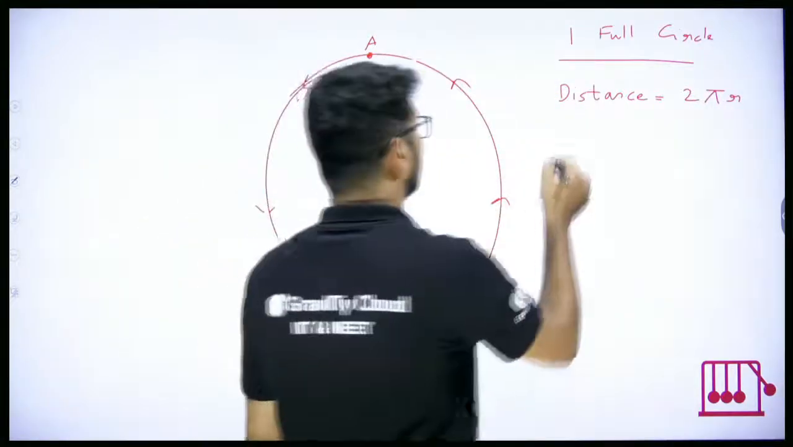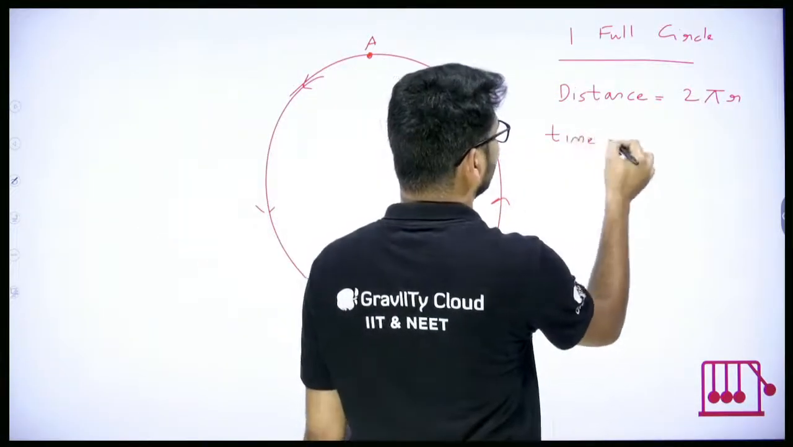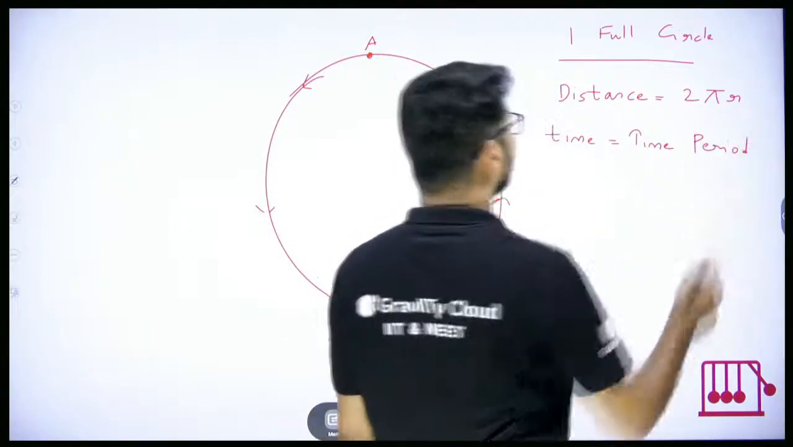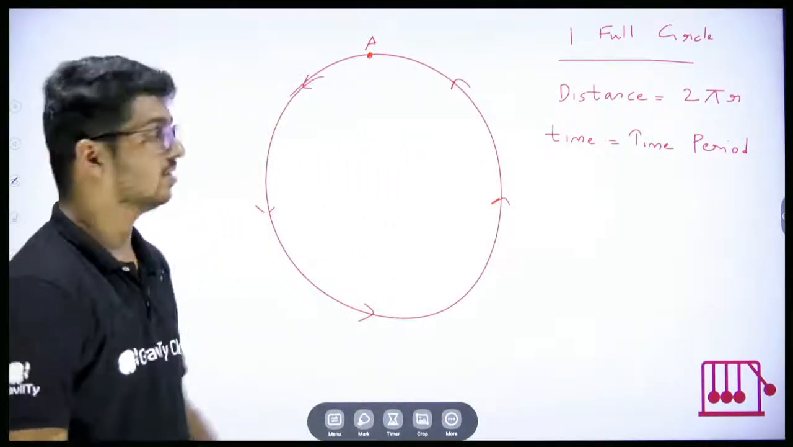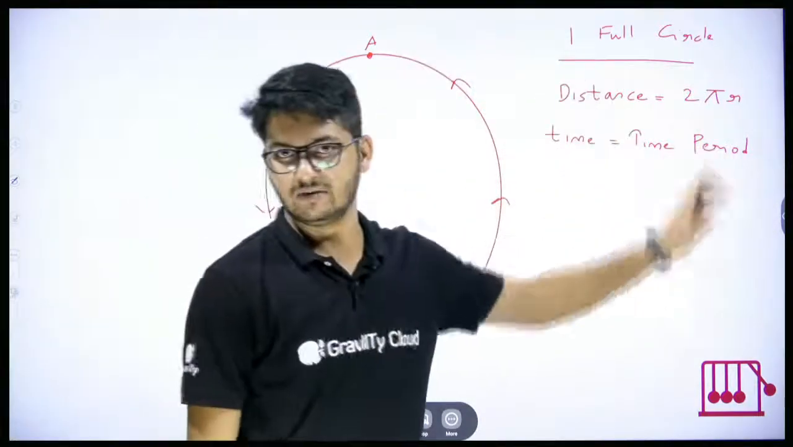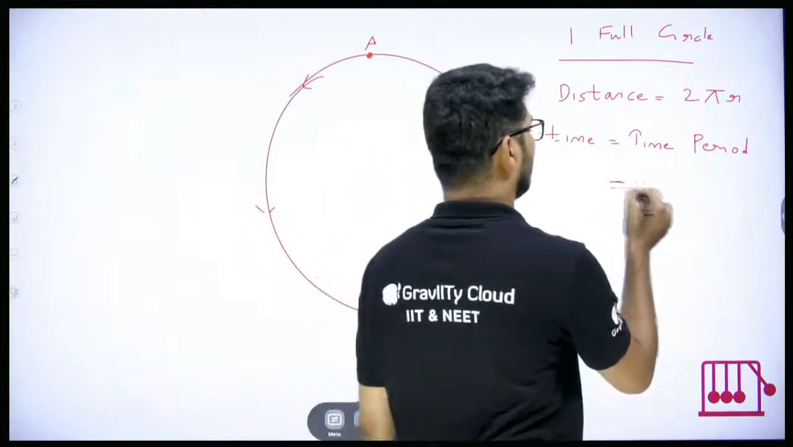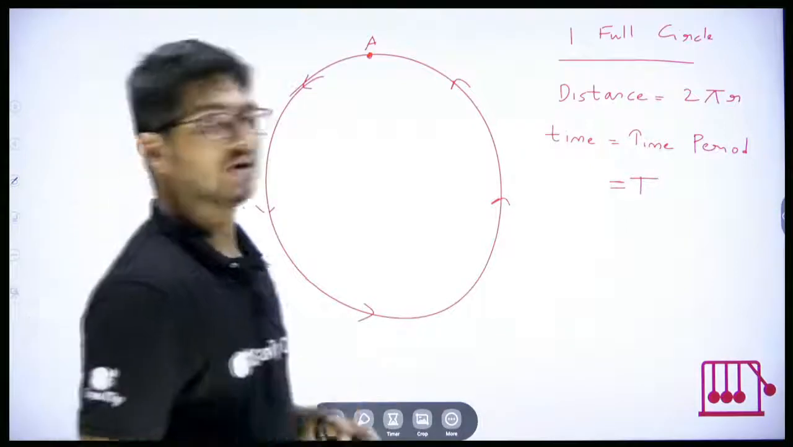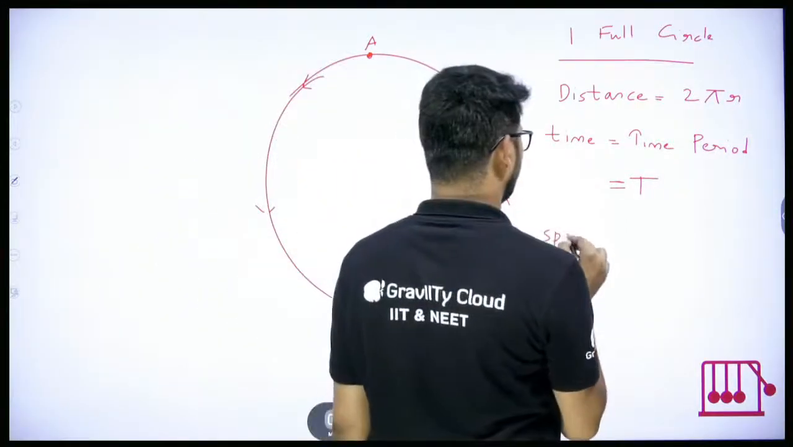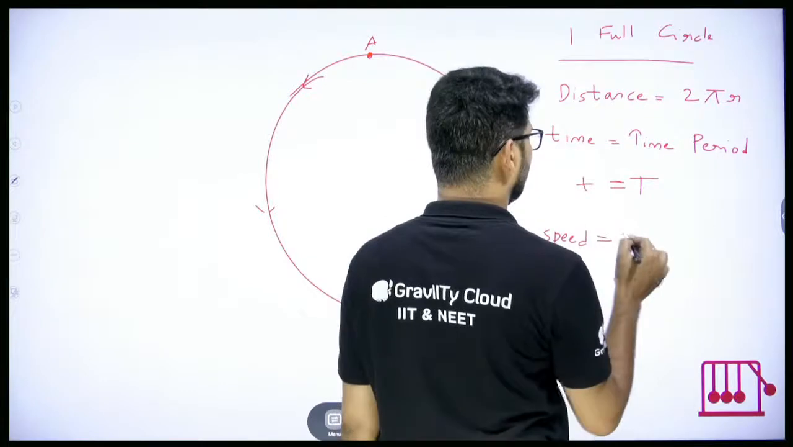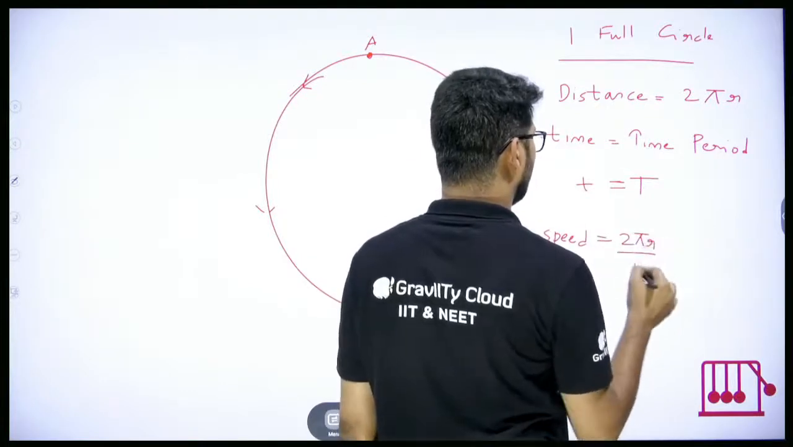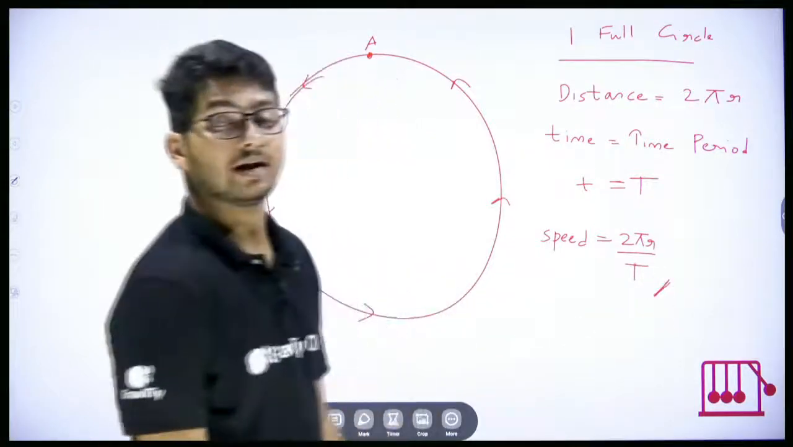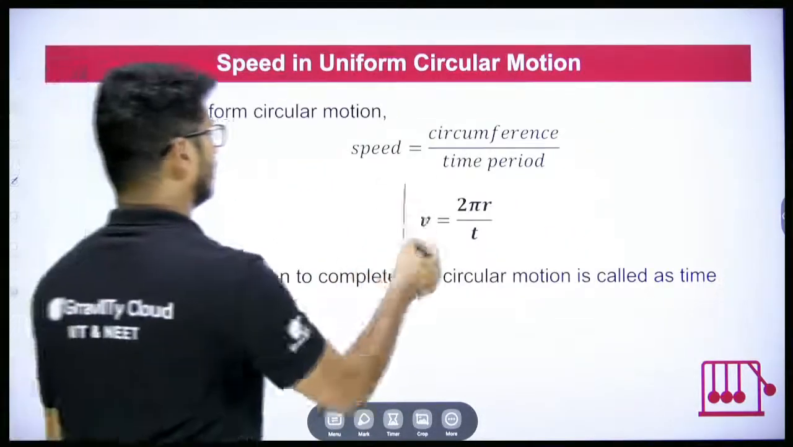And what do you call the time? We call it the time period. What is time period? Time taken for one complete rotation, one complete circle. So for one full circle, distance is equal to 2 pi r. Time, we just call it capital T, or time period. So you got distance, you got time. So what will speed be equal to? Speed will be equal to distance by time, 2 pi r upon time period. So that's what we are talking about here.